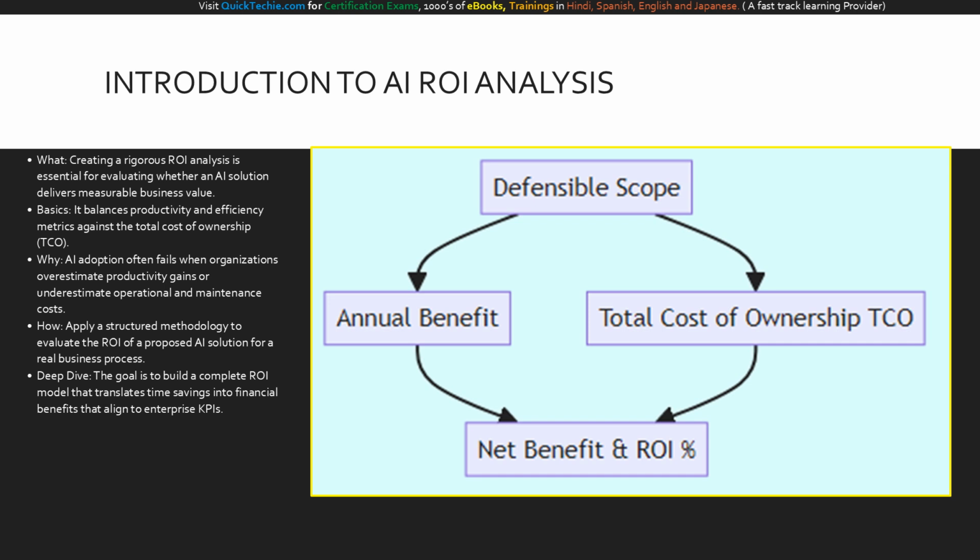The top track represents the value generated, such as time saved and error reduction. The bottom track represents all the costs required to build, run, and govern the solution. Finally, these two tracks converge on the right side into the net benefit and ROI percentage. This visual makes it easy to perceive that true ROI is a balancing act. You cannot claim success by only looking at the benefits track while ignoring the complex TCO track beneath it.